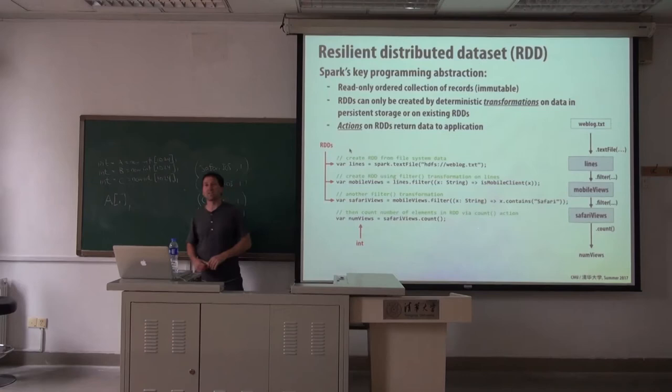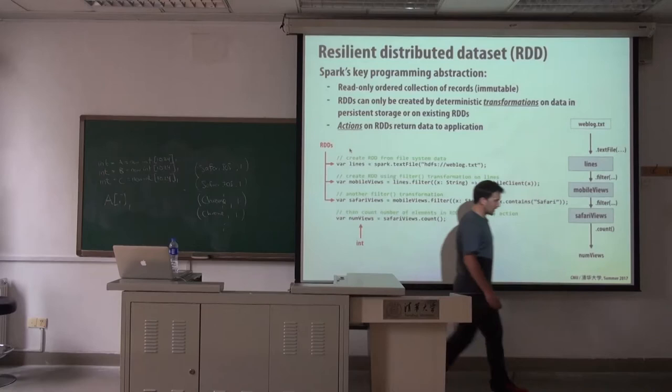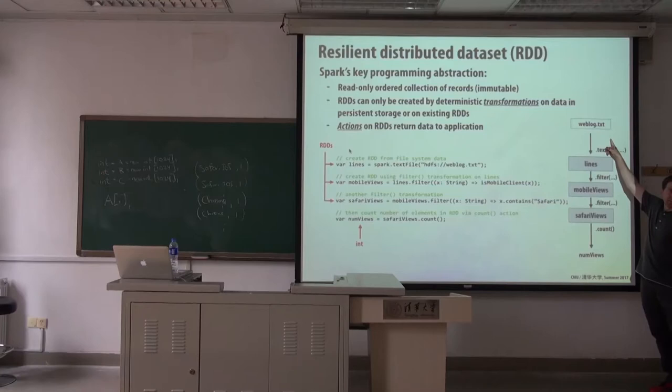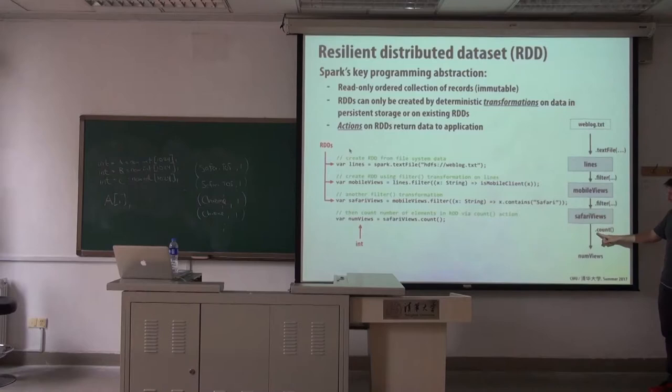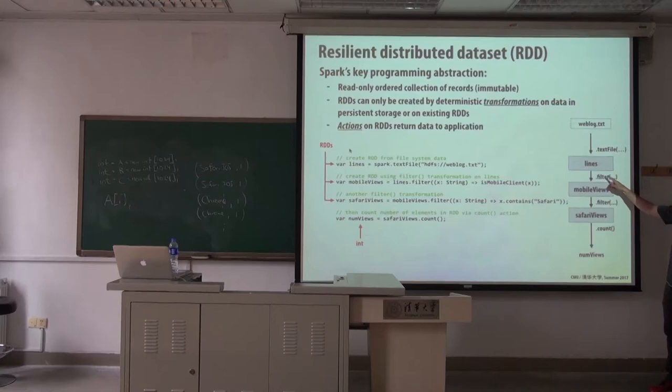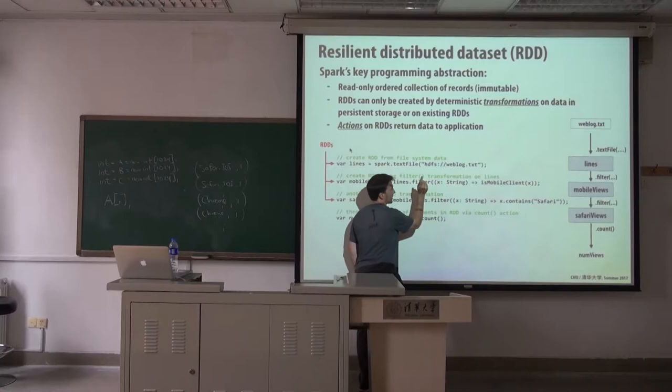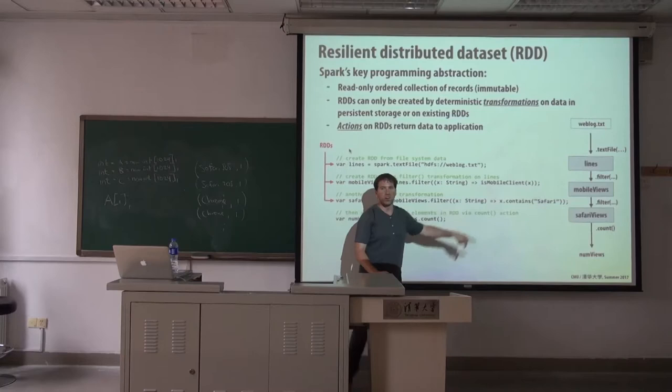So what I'm drawing here on the right side is the dependency graph. If I have a text file, I can create the RDD lines from the text file. And if I run a filter, I can create the RDD mobile views. If I run another filter, I can create Safari views. And if I call count on Safari views, I get the integer, which is the size, back. So I never access the contents of these RDDs, except when I ask for the size of the last RDD, or except when a single element from the RDD is passed to the filter. So here this filter says X, and my filter will take one string, or one line from the file, and return a bool. And this will take one line from the file and return a bool.